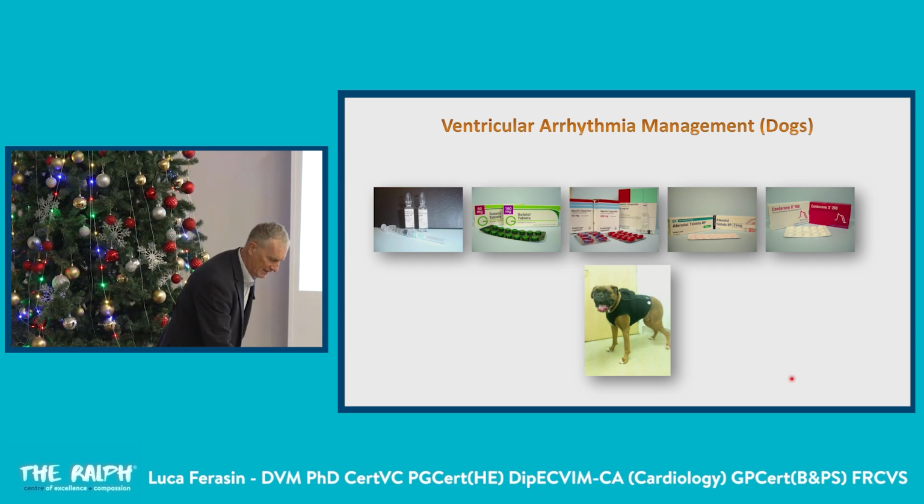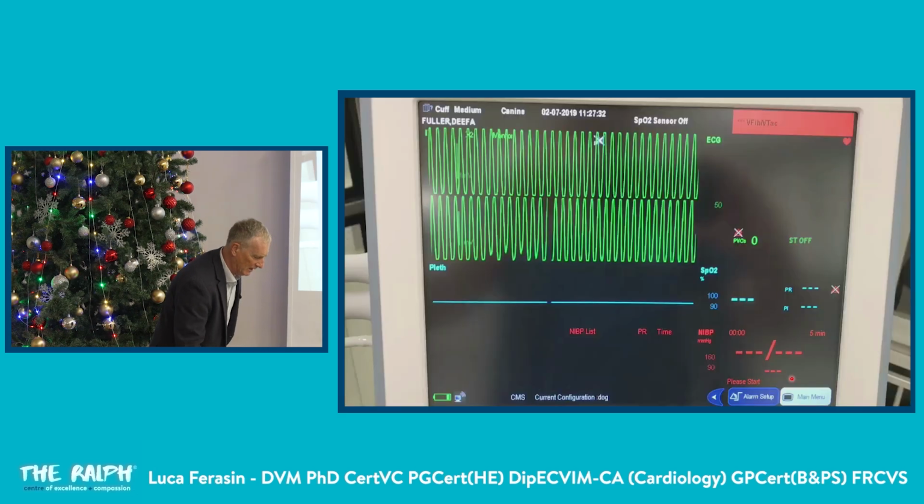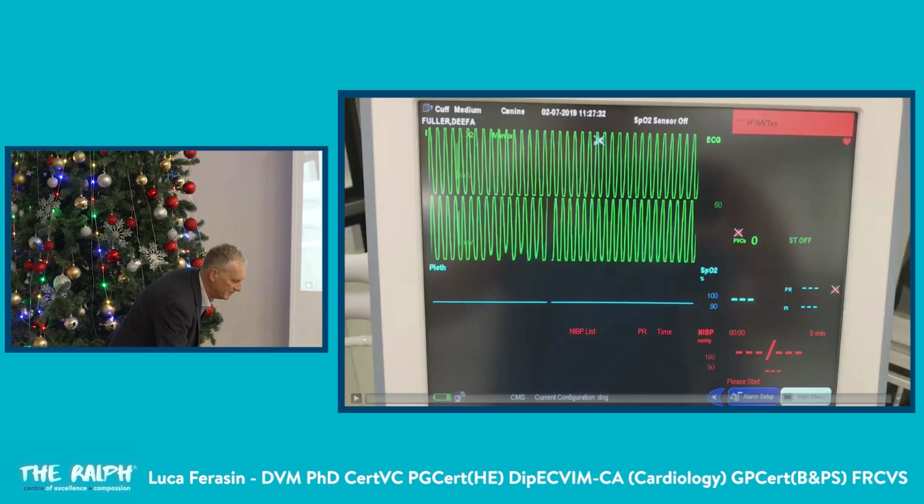Now, here is Heidi in ICU with Kim, and they are converting this rhythm with lidocaine.